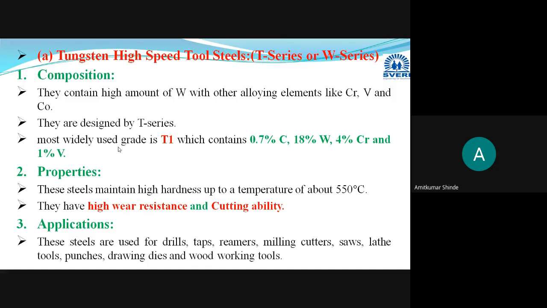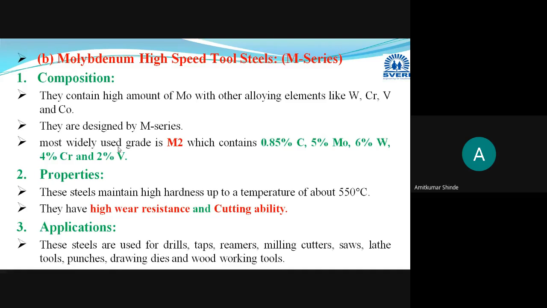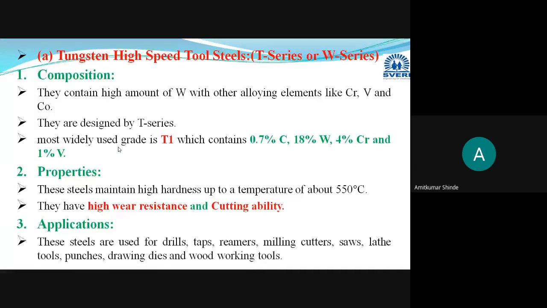1841 tool steel. That is, 18 indicates 18% tungsten, 4% chromium, and 1% vanadium. Now, properties will be common for both tungsten and molybdenum high-speed tool steel. That is, they will provide you high hardness even at higher temperature ranges, at about 550 degrees Celsius, and they have very high wear resistance and very good cutting ability.